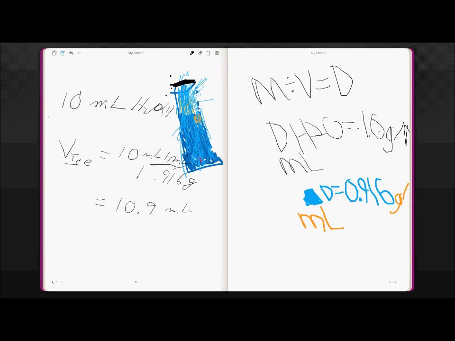Now that's a significant change, and the reason that ice has a larger volume than the same mass of water is because in the ice, the structure, the molecules are further apart. You'd have to look at the crystal structure of ice to make a comparison. And the molecules are further apart.